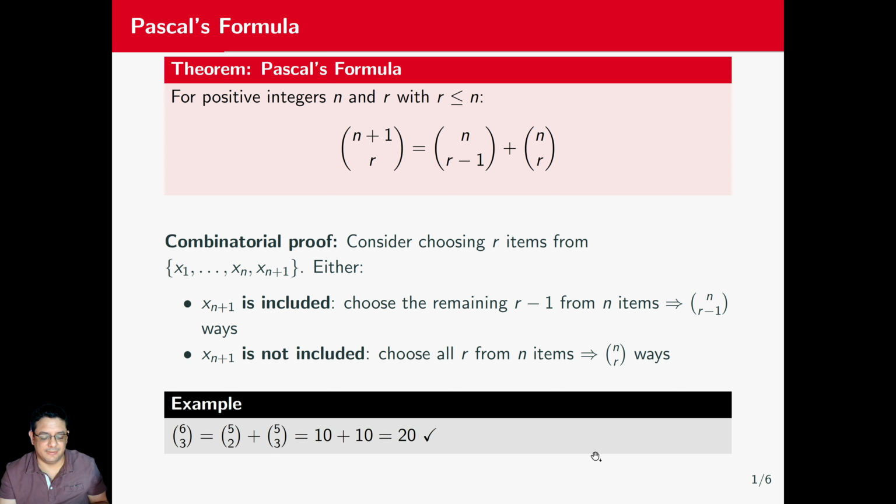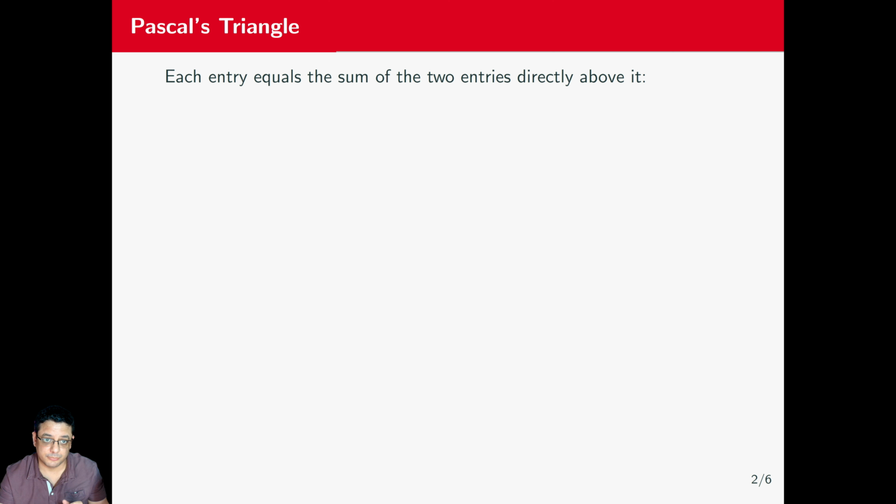Notice that we're pretty much basing the result for n plus 1 on the result for n. So that's going to be fundamental, because that's the basis of what we call the Pascal triangle. In the Pascal triangle, we have ones being built along the sides of the triangle, and then each entry below equals the sum of the two entries directly above it.